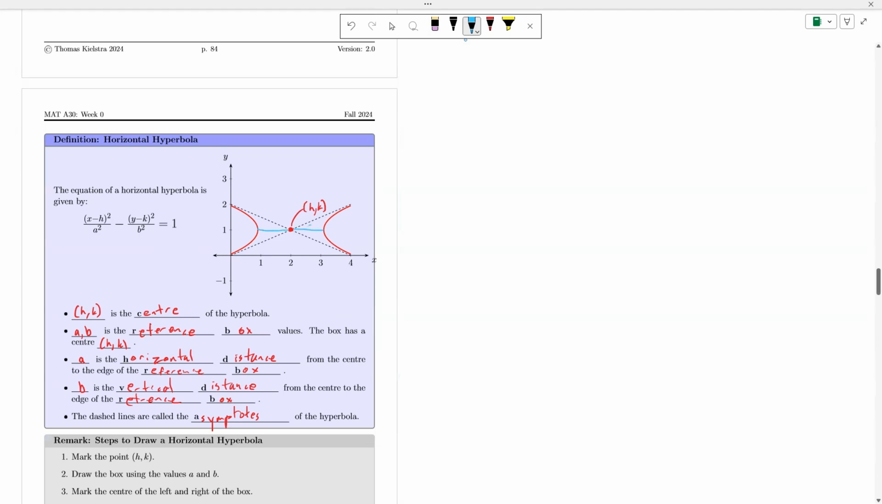That is A. And now if I go up and down, that's going to be my height, B. And I use this to create a box. Then these dotted lines are straight lines that go from the center through the corner of the reference box. So these dotted lines go through the corners of the reference box, and then the hyperbolas go from touching the reference box there, and they curve and are asymptotic to these lines that go through the corner. So these dotted lines are our asymptotes of the hyperbolas.